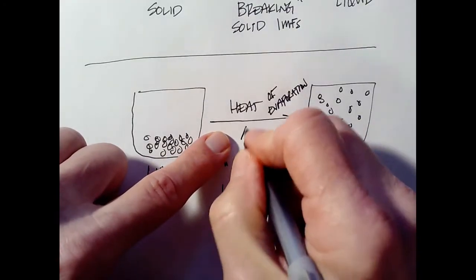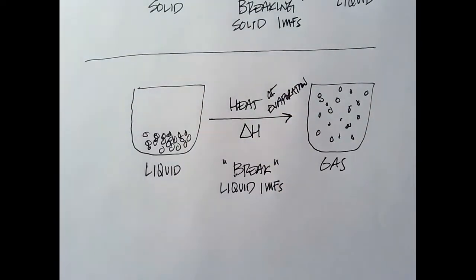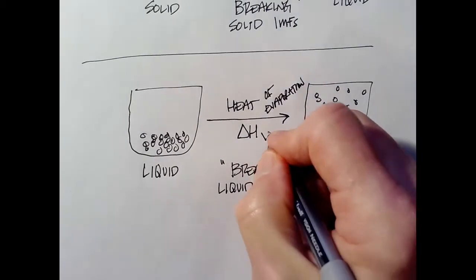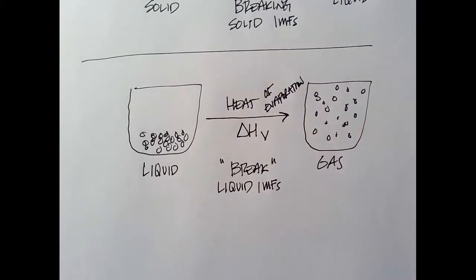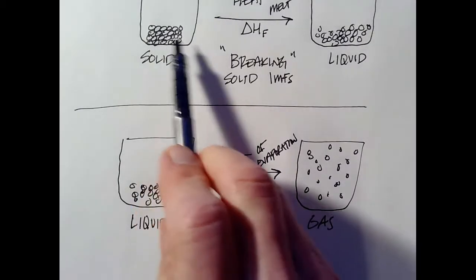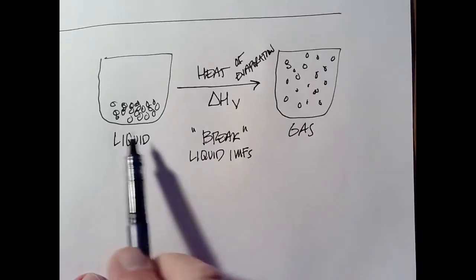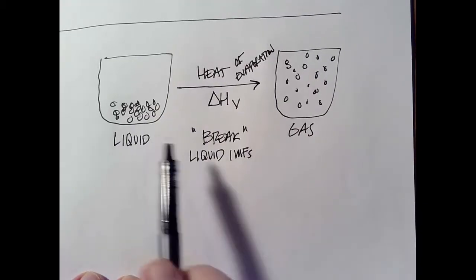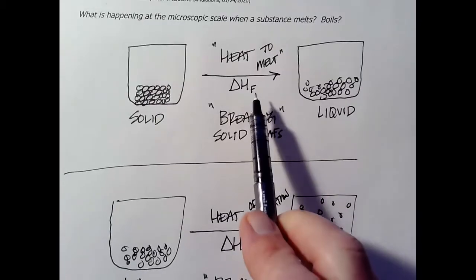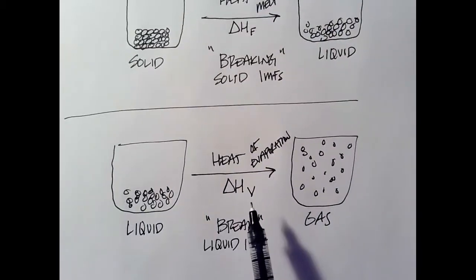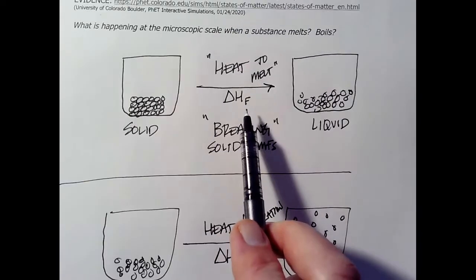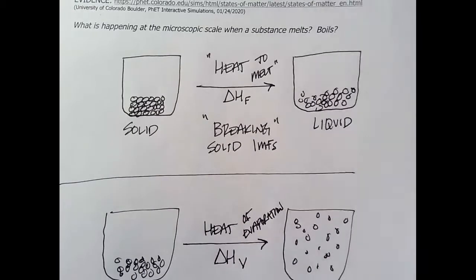So the symbol is delta H. It's the difference in heat. How much heat energy do I have to add? And I'll put a little V for vaporization. Makes sense. Well, solids sticking together, you better add some energy to break them up into a liquid. Liquids are sticking together. You've got to add some energy to turn it into a gas. Heat of fusion, heat of vaporization. We might even say enthalpy of fusion, enthalpy of vaporization.